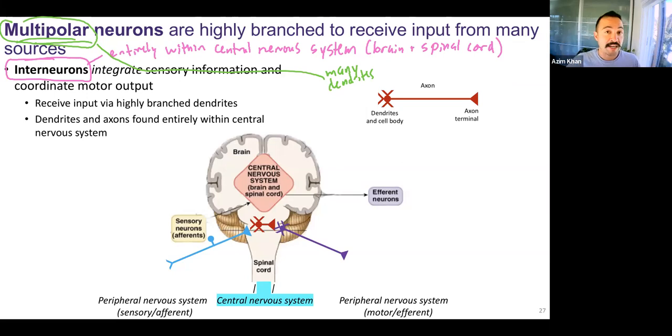Here's what's going on with our body. Here's what's going on in the outside world. Your brain and spinal cord take that information and decide what to do. Your interneurons take that information and decide what to do. This is the decision making. This is the integration.